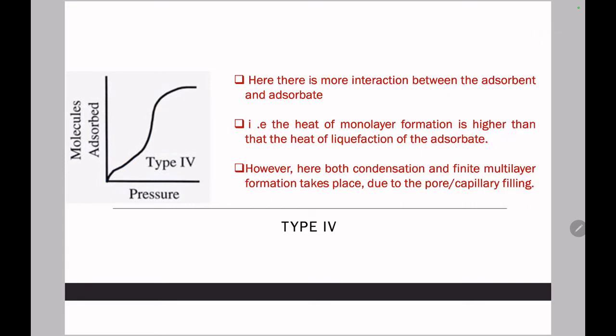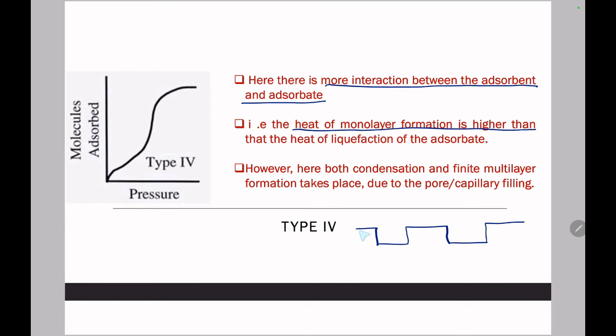After that, a plateau is reached. So this indicates that there is more interaction between the adsorbent and the adsorbate. Since the interaction between the adsorbent and adsorbate is more, the heat of monolayer formation will be higher. First of all, a monolayer will be formed, and here there is another peculiarity: the adsorbent is porous material. Many times it will be porous. In the case of type 4, the adsorbent is porous and the adsorption monolayer is formed within the pores.